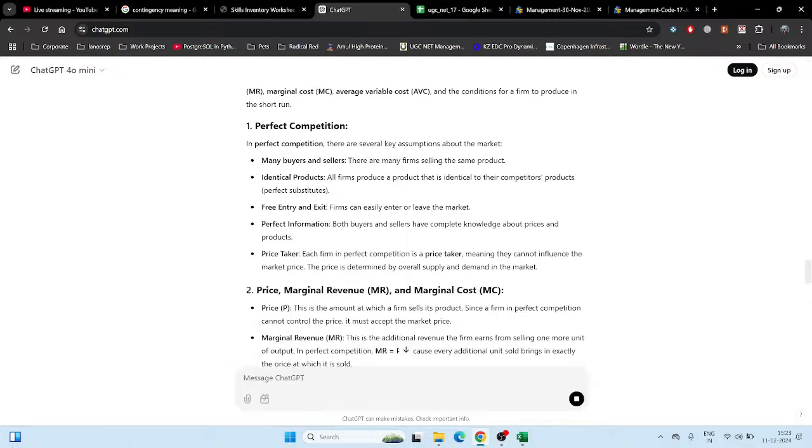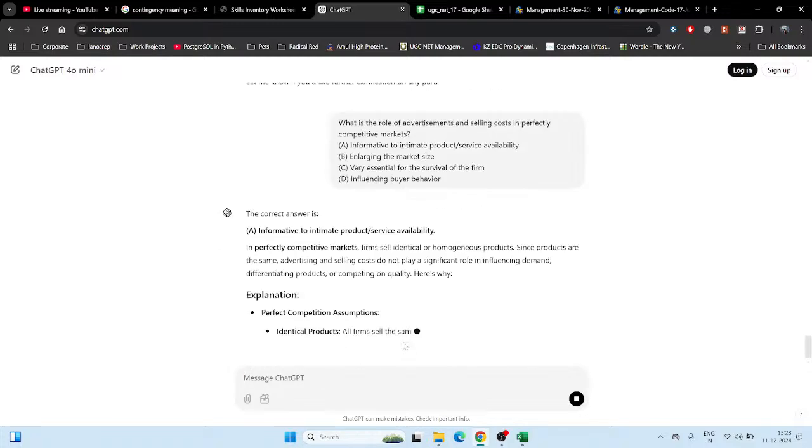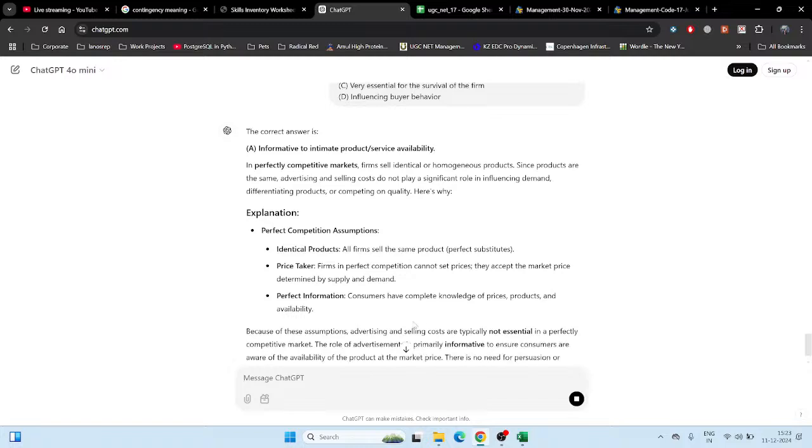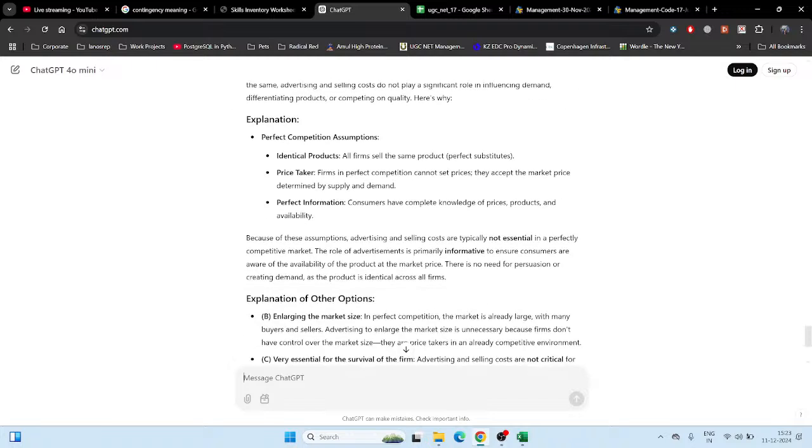And I was totally wrong. It is saying A. In a perfectly competitive market, firms sell identical products. Since products are identical, advertising and selling costs do not play a significant role in influencing demand, differentiating products or competing on quality. Here's why. Identical products, all perfect substitutes. Price taker: firms in perfect competition cannot set prices. They accept the market price determined by supply and demand.